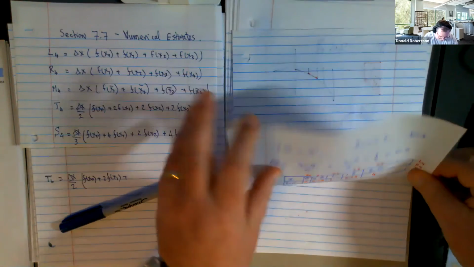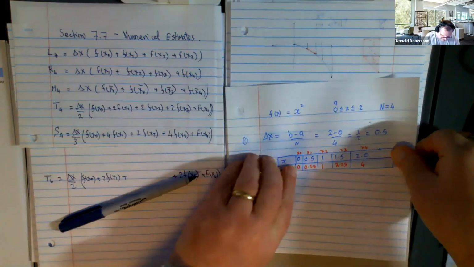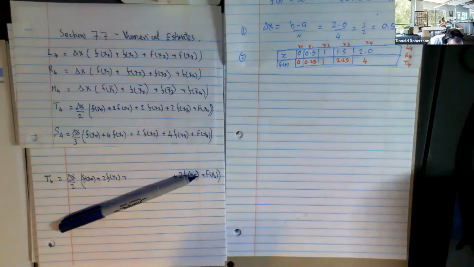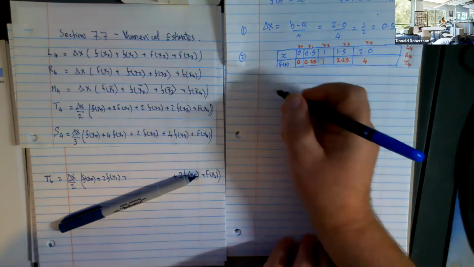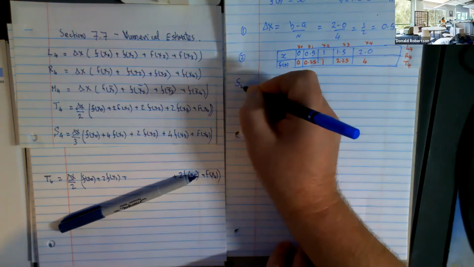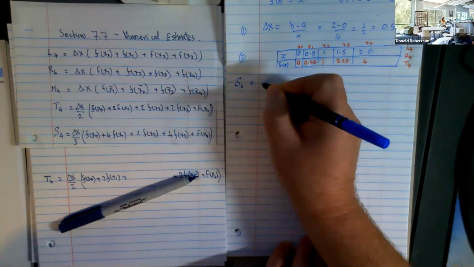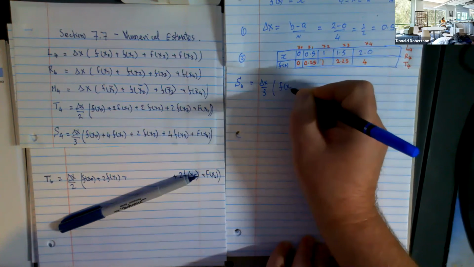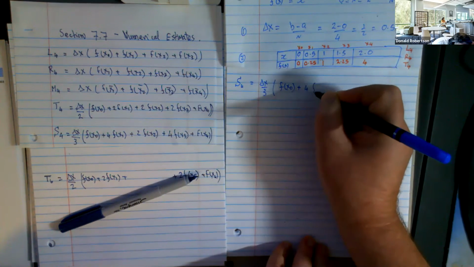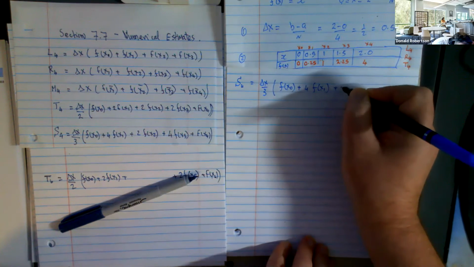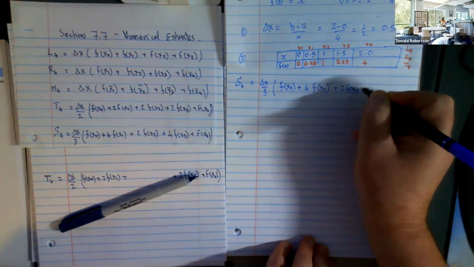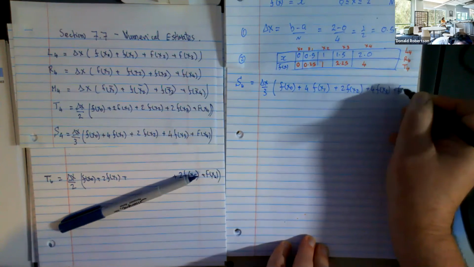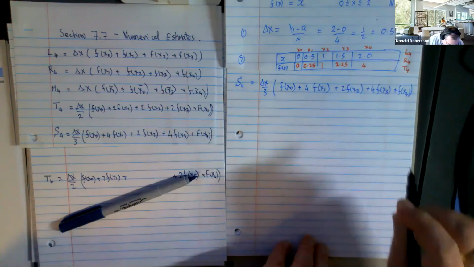So I am now going to use the same question. That's this guy here. And we're now going to get Simpson's 4. So it's going to be delta x over 3, 1 of these, 4 of these, 2 of these, 4 of these, and you finish with 1 of those.